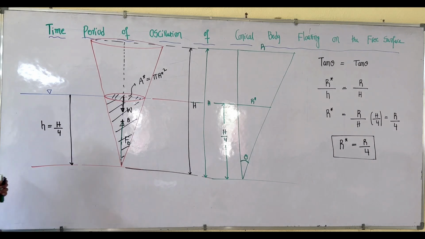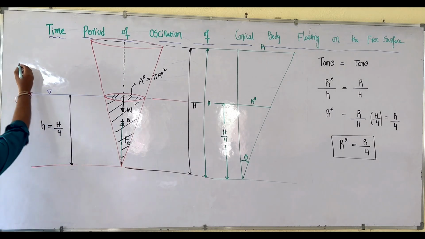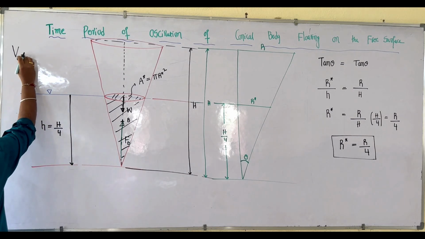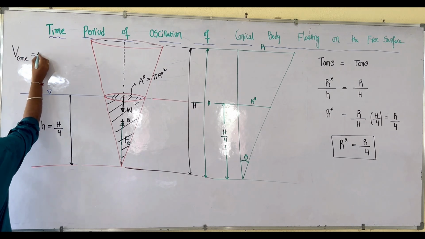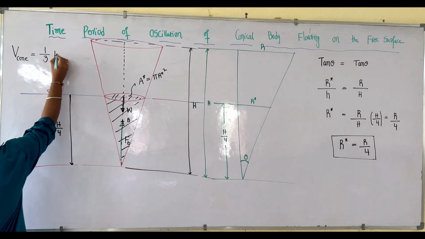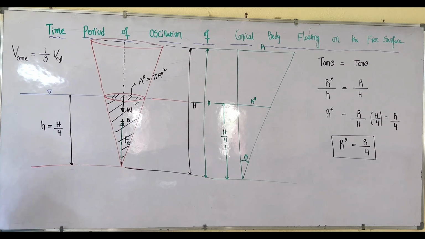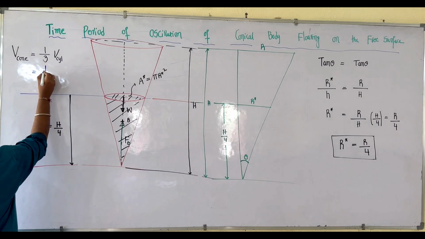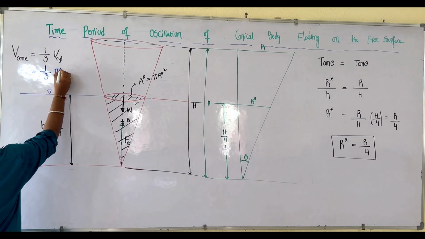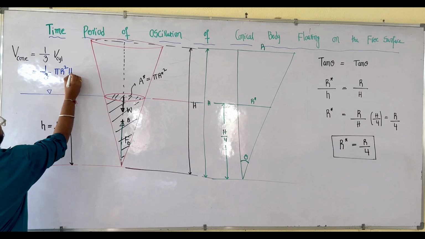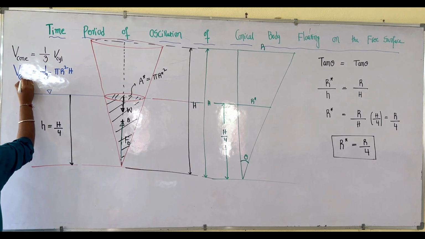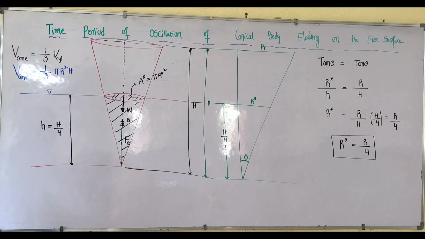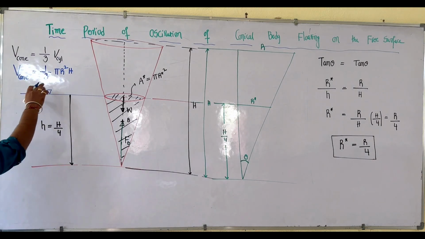Now we can apply hydrostatics concepts. Okay? Buoyant force is balanced by the weight of the body. What is the volume of the cylinder? What is the volume of the conical body? 1/3 of the volume of the cylinder. Clear? So now tell me, what is 1/3 of the volume of the cylinder? 1/3 of pi R square capital H. That is the volume of the conical body. Clear? So this is 1/3 of this.